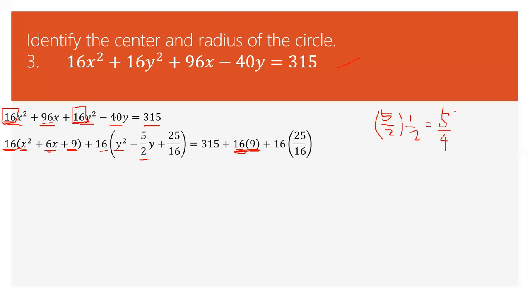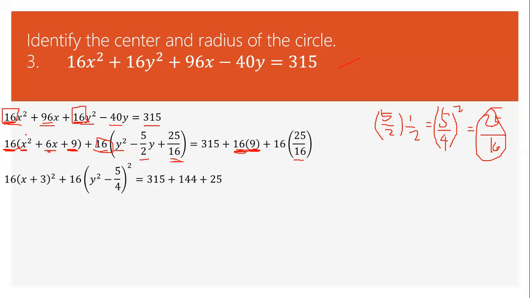So this 5 over 4, we square it, so that gives us 25 over 16. So we will add 25 over 16 here on the left side and also on the right side. Take note, we factored out 16 earlier, so we will also multiply the 25/16 we add by 16. So 16 times 25/16.